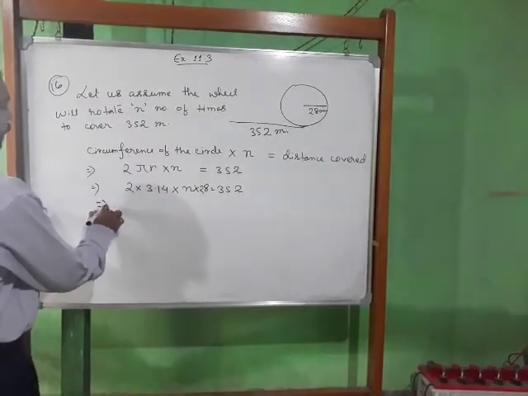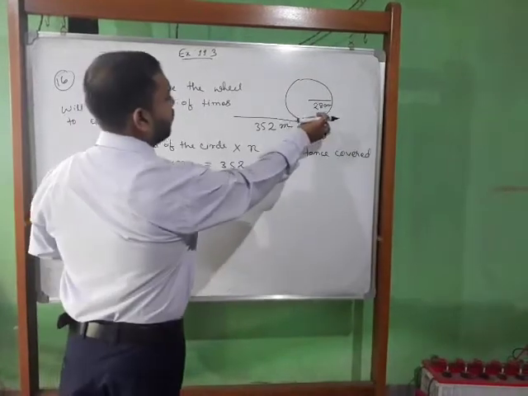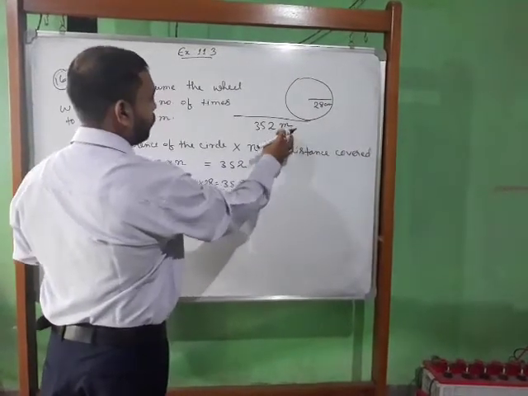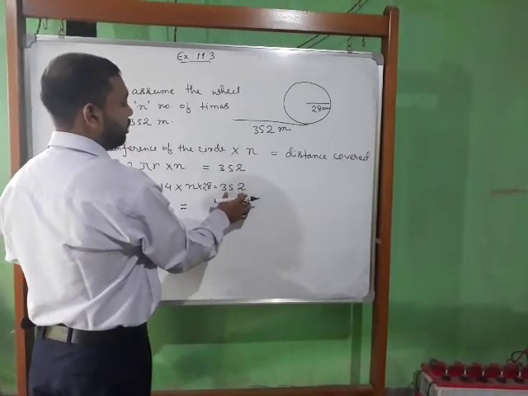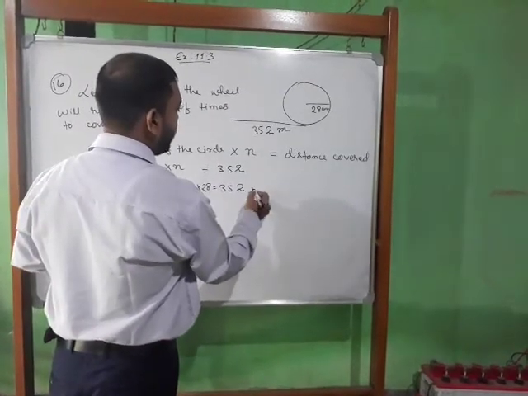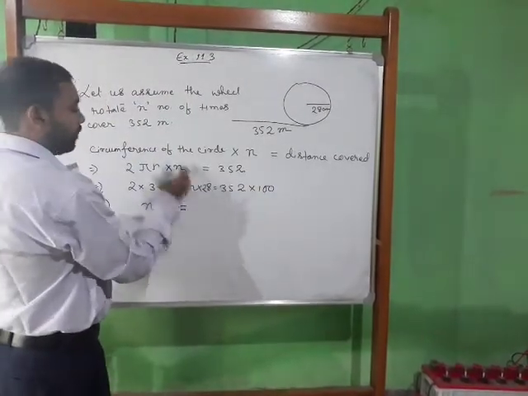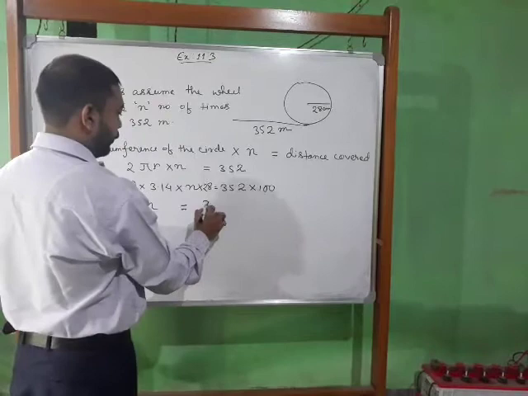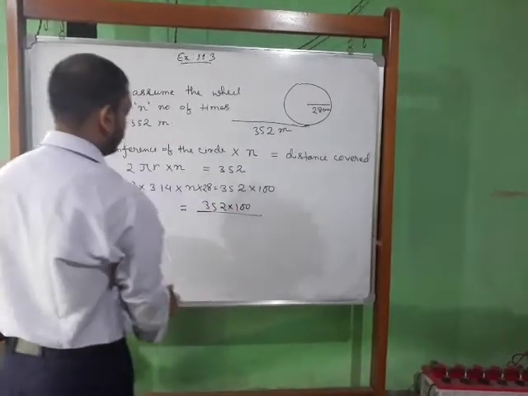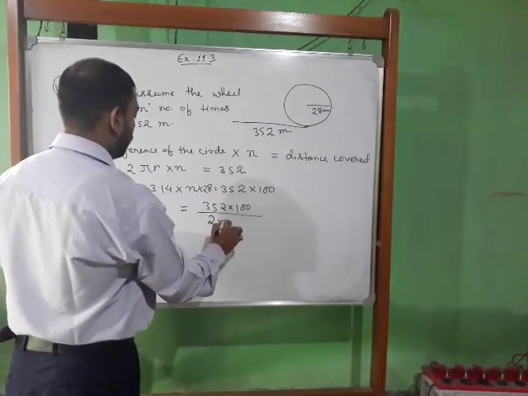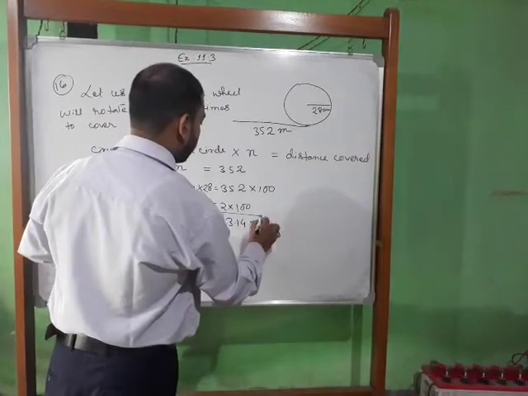Now we have to find the value of n. As we can see here, the units are centimeter and meter. So let us convert this 352 into centimeter. If I convert meter into centimeter, I have to multiply by 100 because the unit should be the same. So n is equal to 352 into 100 divided by 2 into 3.14 into 28.